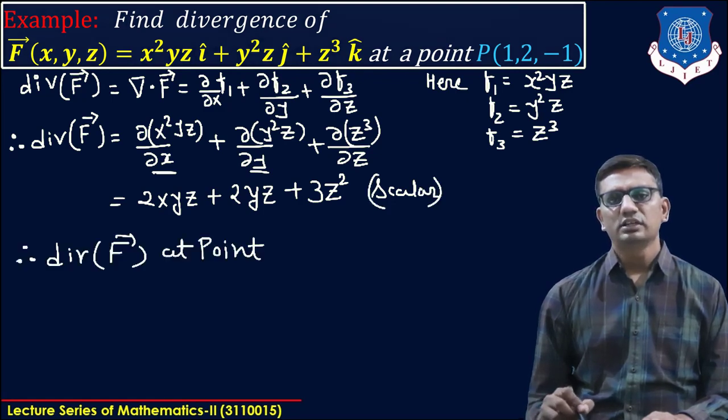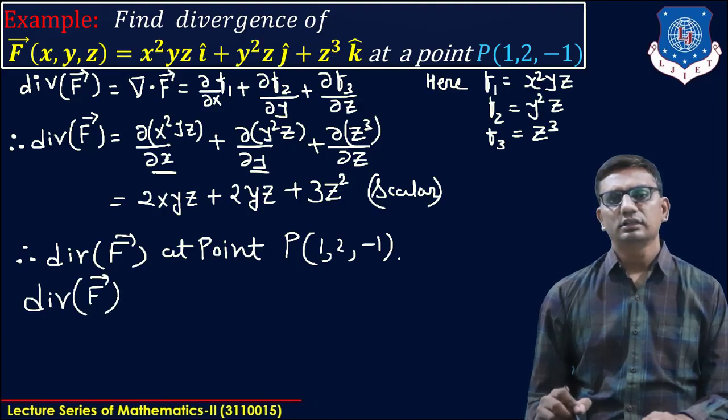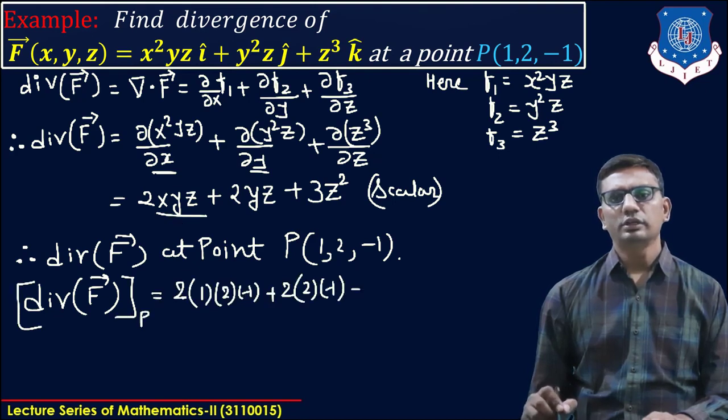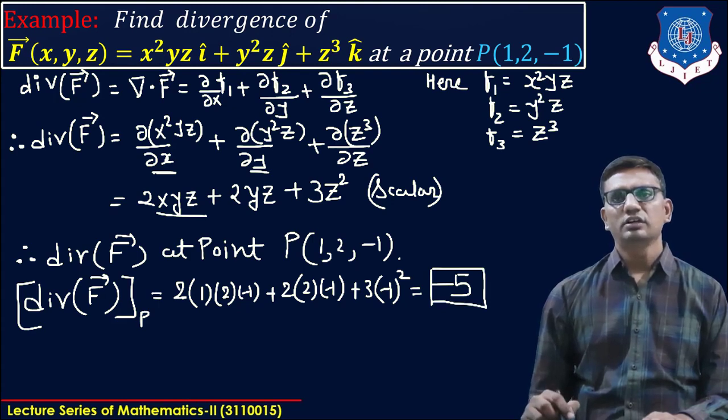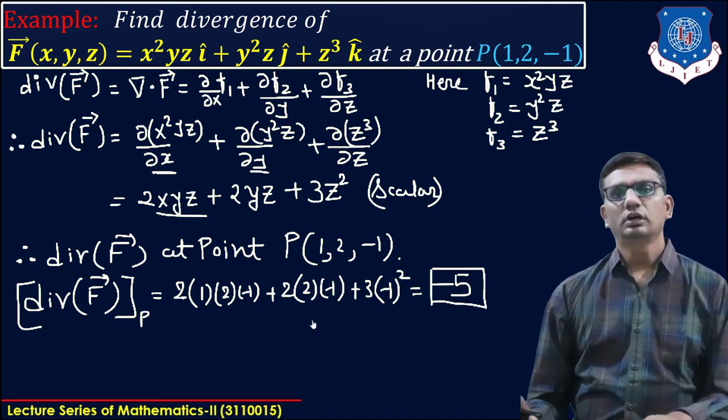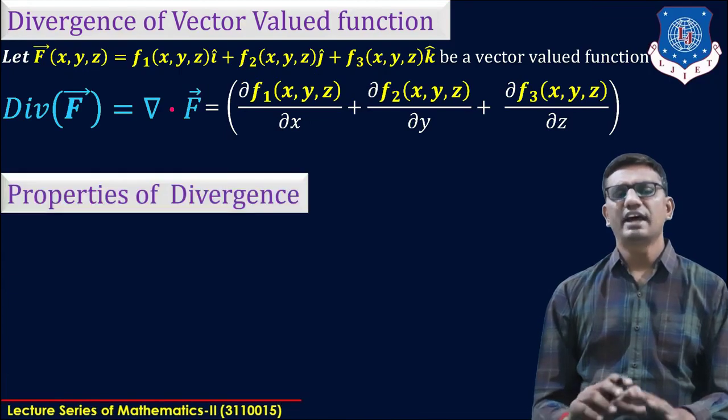Now we will find the divergence at point P(1, 2, minus 1). So divergence of f bar equals, at point P, 2 into 1 into 2 into minus 1 plus 2 into 2 into minus 1 plus 3 into minus 1 square. So finally, after simplifying we get minus 5, which is our divergence of the given function at the particular point (1, 2, minus 1). Now we will see some properties of divergence.